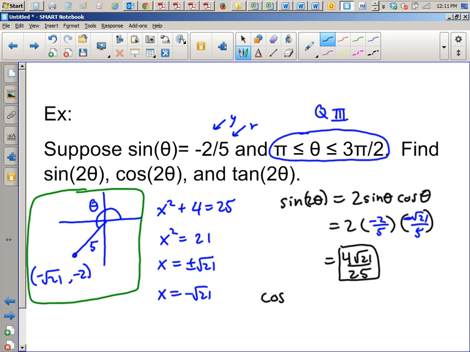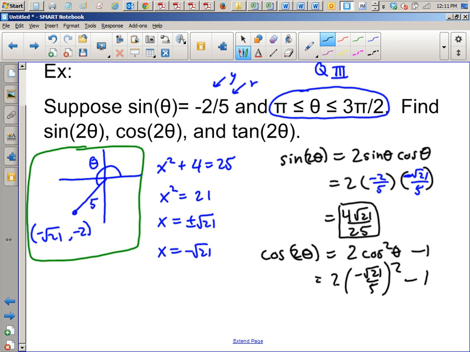Okay, let's go on and look at cosine. Now, I have 3 options for this guy. I could use any of the 3 formulas that I wrote down today. It's totally up to me. I kind of like the third one, actually. I don't know why. I like that it's just 2 times cos squared minus 1. I don't have to deal with any negatives in front of anything. So I'm just going to go 2 times cos squared minus 1. So it's going to be 2 times, and then I got the negative root 21 over 5 here. I'm not really scared of that radical because I'm squaring anyway, right?